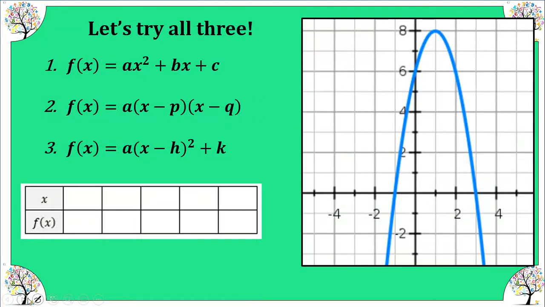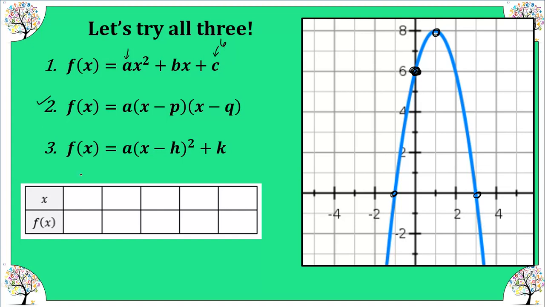Let's take a look at one more. Again, we have the vertex, we have our two roots, we have our y-intercept. And we've already found our equation for number 2. So let's do number 1, standard form. And we're going to use this function table to find our second difference. We know the c value is going to be 6. It's the y-intercept. Now to find the a value, we're going to plug in some points.